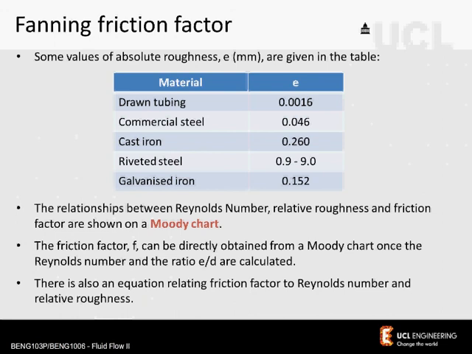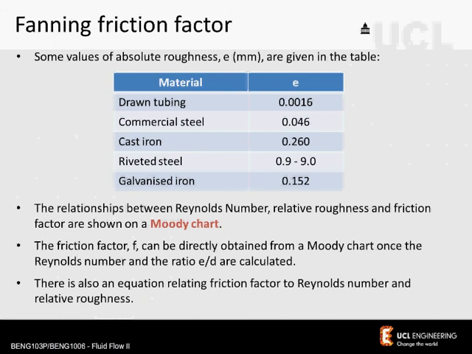Now, the relationships between the Reynolds number, the relative roughness, and the friction factor are shown on a Moody chart. And there is also an equation that relates the friction factor to the Reynolds number and relative roughness, but it's incredibly complicated and quite difficult to remember for an exam. So a Moody chart is typically the best way to find a friction factor once you've determined the Reynolds number and the ratio of E over D.